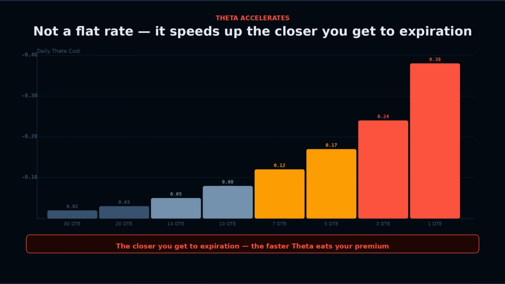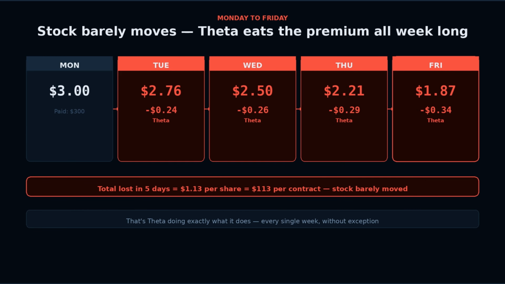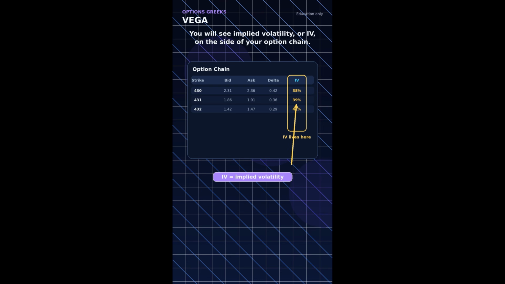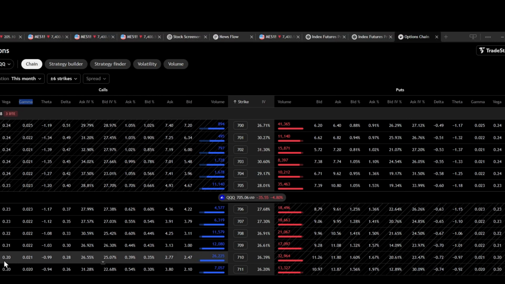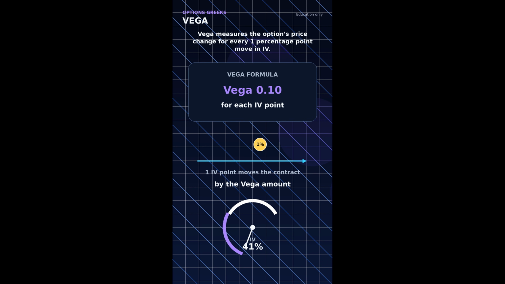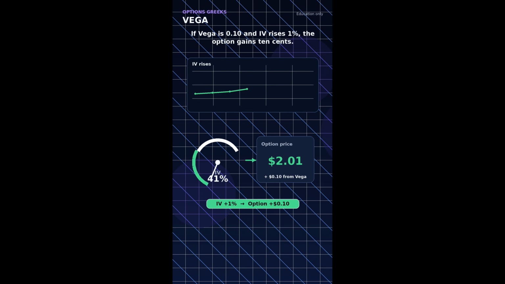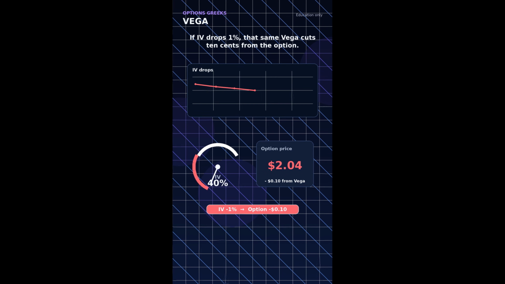Theta accelerates. It doesn't decay at a flat rate across the life of the option. The closer you get to expiration, the faster Theta eats your premium. The fourth Greek is Vega, and Vega is all about volatility. Specifically, Vega measures how much your option's price is going to change for every 1 percentage point change in implied volatility. If your option has a Vega of 0.10 and implied volatility increases by 1%, your option gains 10 cents. If implied volatility drops by 1%, you lose 10 cents.